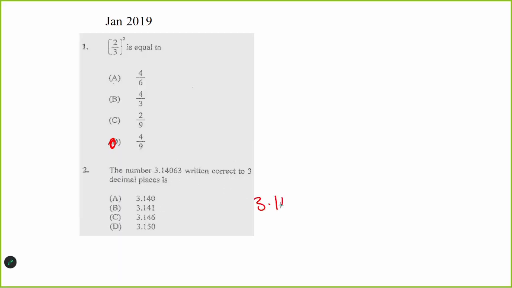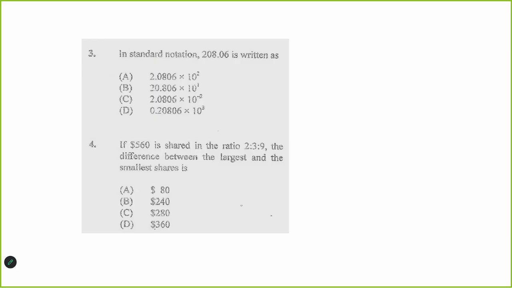This one here, correct to 3 decimal places. Again, it's a repeated question. 1, 2, 3. Draw a line. The 6 is more than 5, so you add 1. So it would be 3.141. B. Standard notation, 1, 2. This would be out of the question. We want a larger number than this, so the negative 2 would be out.